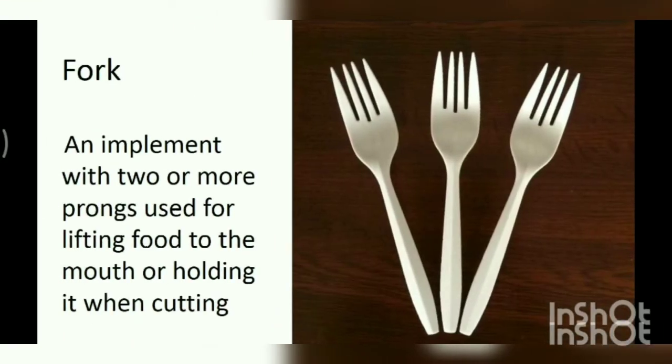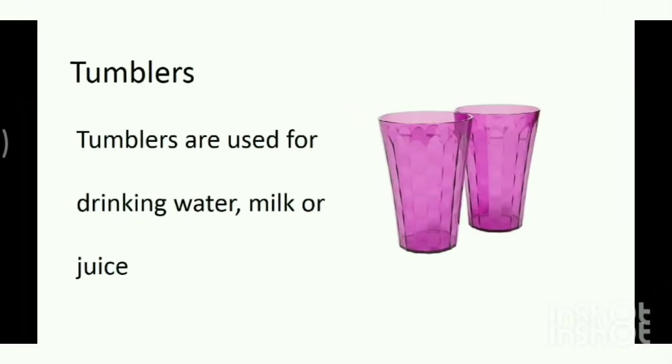Now you can see the picture of a fork, an implement with 2 or more prongs which is used for lifting food to the mouth or you hold it when cutting. Now you can see the picture of tumblers. What are tumblers used for? Tumblers are used for drinking water, milk and juice.